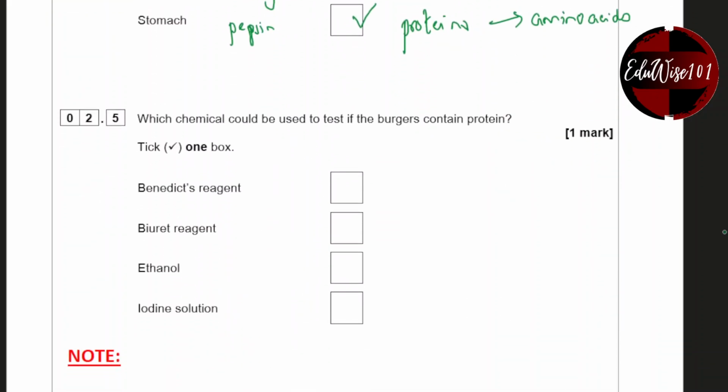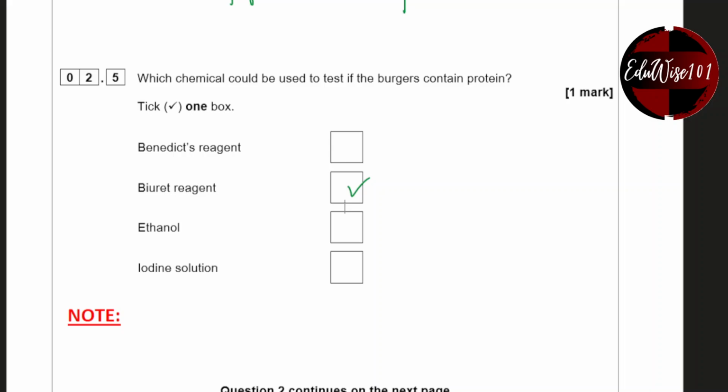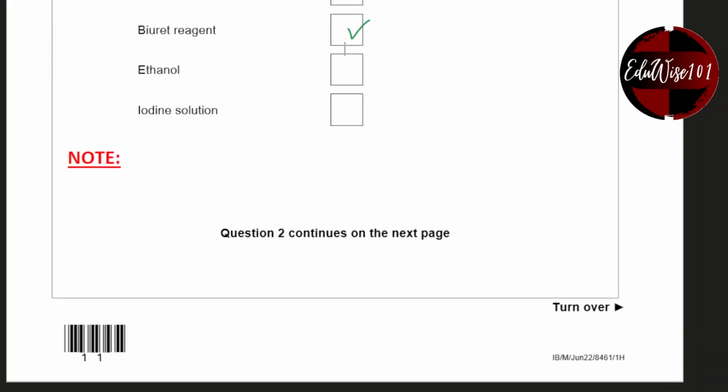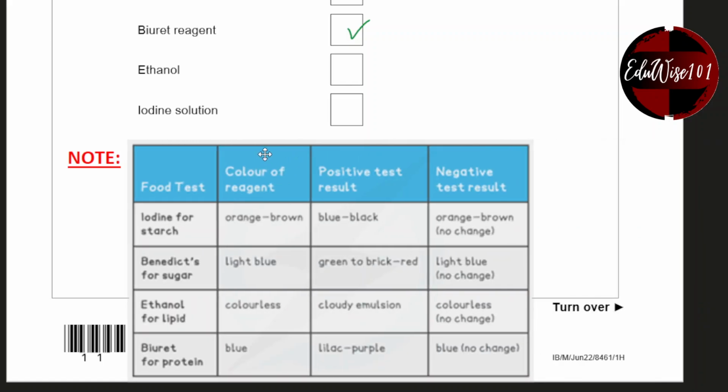2.5, which chemical could be used to test if the burgers contain proteins? The answer for that is the Biuret reagent. Remember, food tests are part of your required practical, so you need to know how to test for proteins, fats, glucose and reducing sugars. So here's a simple table to help you make some notes.